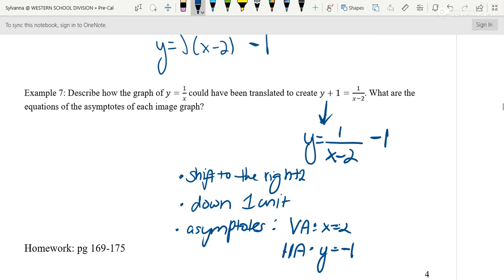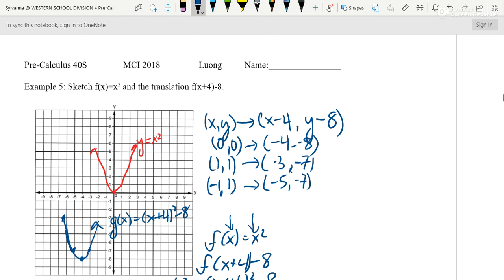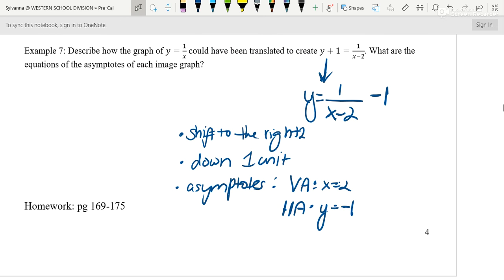So hopefully some of this is, or most of it's pretty much review. The only thing that's new about this is using a broken down method in order to find our new points. And like I said, in the next few lessons we're going to look at more complex graphs in which this would be more efficient for us to find the new graph. If you have any questions, please ask me tomorrow.